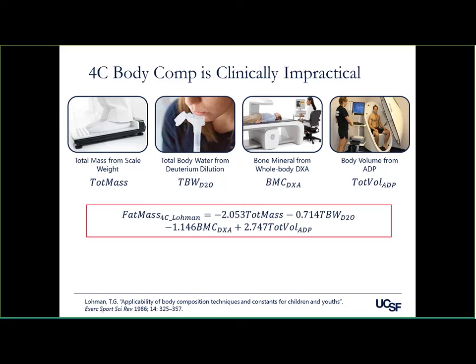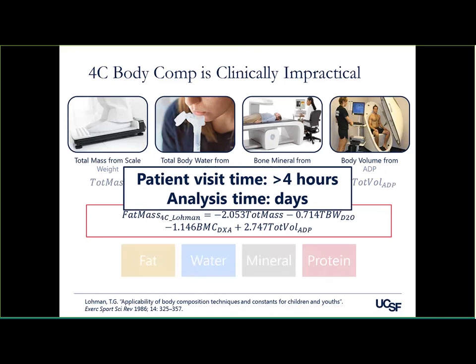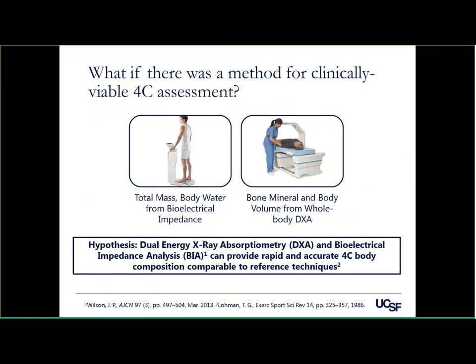So what we looked at is ways to optimize it. Here's just the Lohman equation that's most widely used for that. And if you use the current model of the 4 measurements, it takes about 4 hours, and the analysis time is on the order of days because of the deuterium dilution. So what if you could just take a DXA and then do a water measurement? The hypothesis is that you could use the bioimpedance for a water measurement and use the soft tissue information from the DXA to estimate body volume, because the masses should be related to physical densities, and that should relate to body volume.